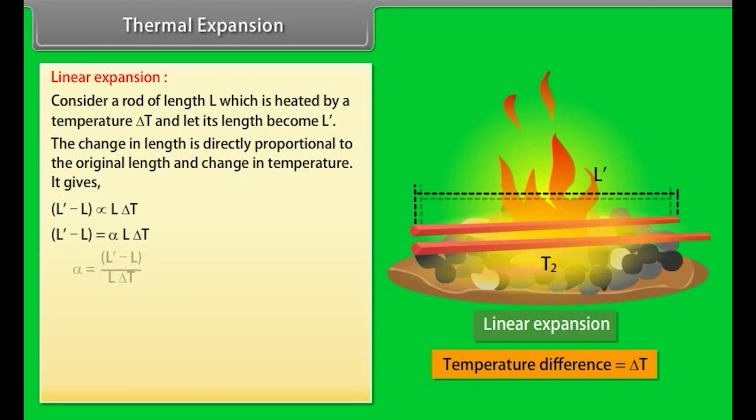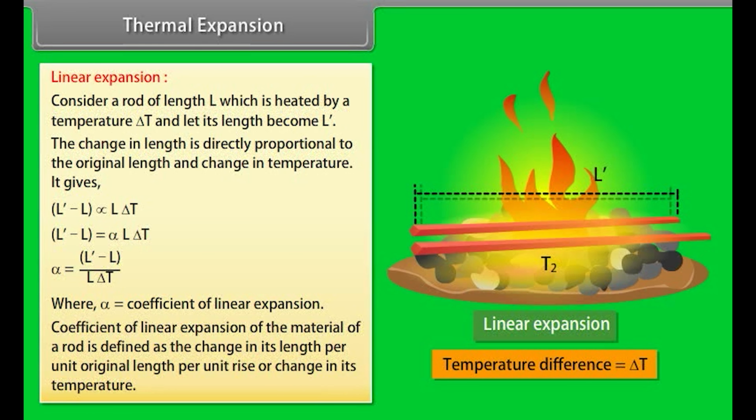Value of alpha is equal to L dash minus L upon L delta T, where alpha is equal to coefficient of linear expansion. Coefficient of linear expansion of the material of a rod is defined as the change in its length per unit original length per unit rise or change in its temperature.